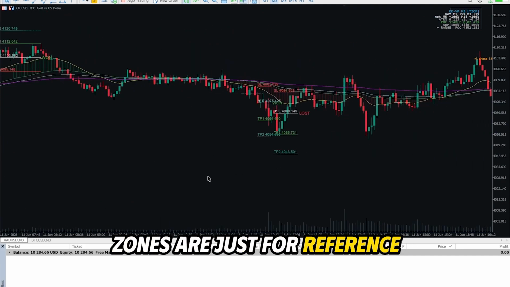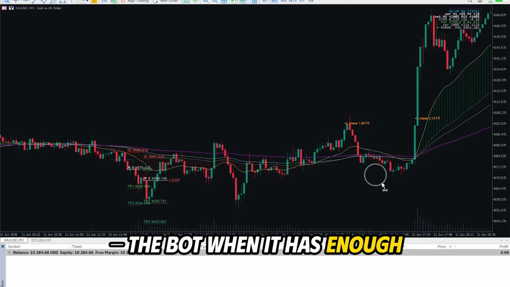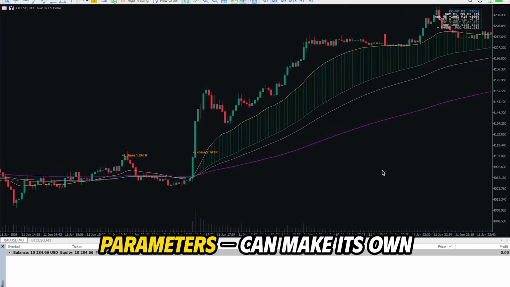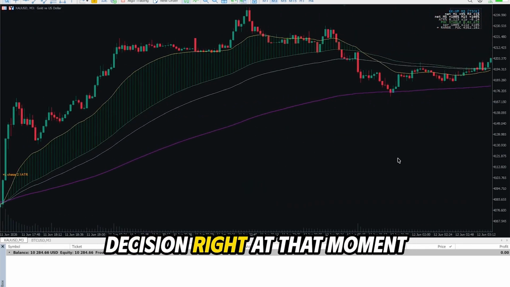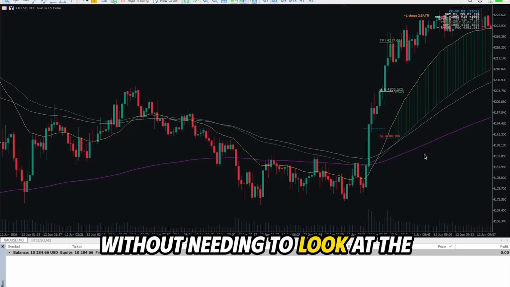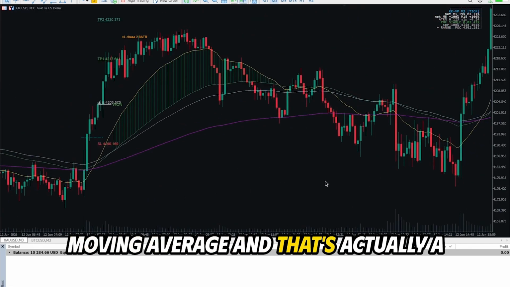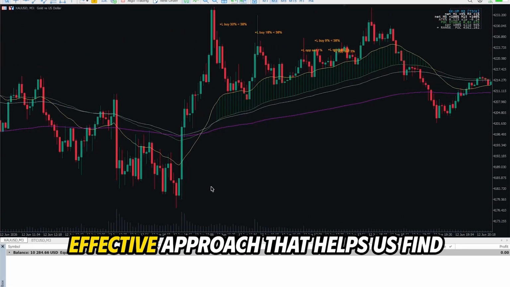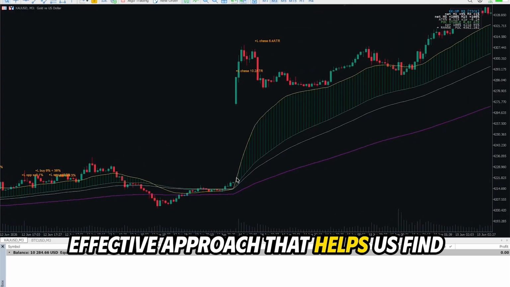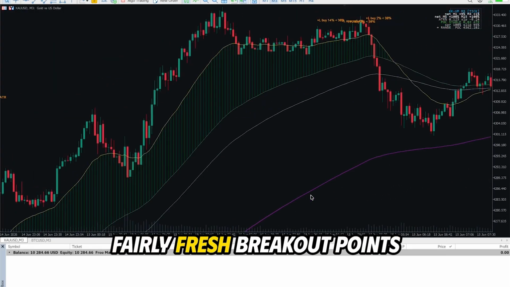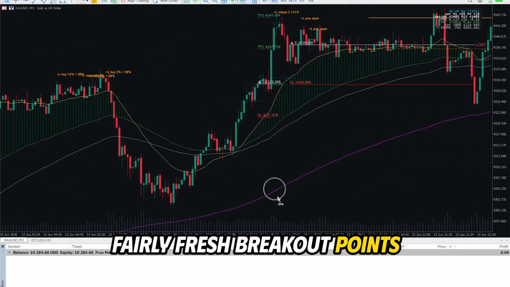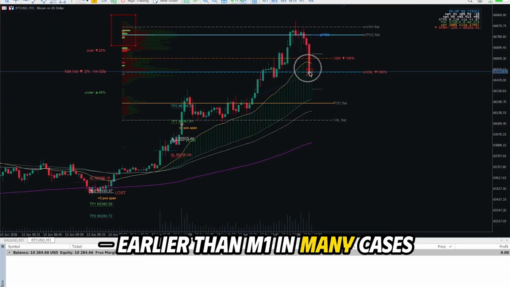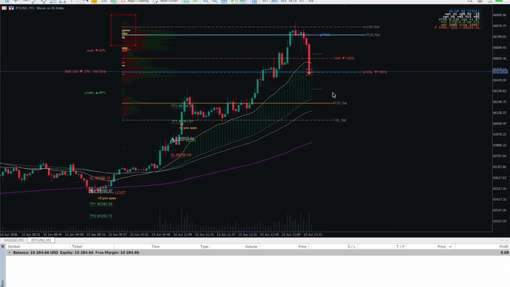But beyond the green and red, the bot, when it has enough parameters, especially volume parameters, can make its own decision right at that moment. And that's actually an effective approach that helps us find fairly fresh breakout points earlier than M1 in many cases.